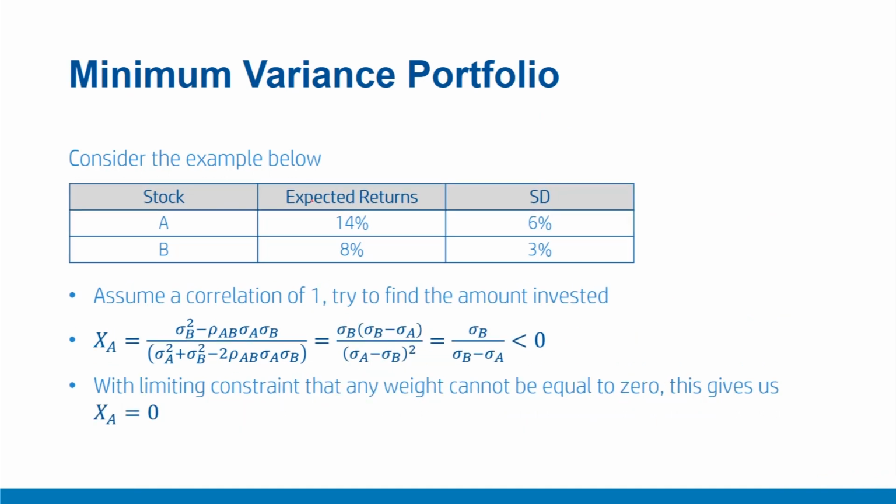Now let us assume a correlation of 1 exactly, rho AB equal to 1, and then try to solve this. In that case, when we do that, we find x is less than 0. In the absence of short selling, which is not a practical thing here, and therefore the limiting constraint that any weight cannot be less than 0, this gives us x equal to 0, because we are assuming that XA cannot be less than 0.